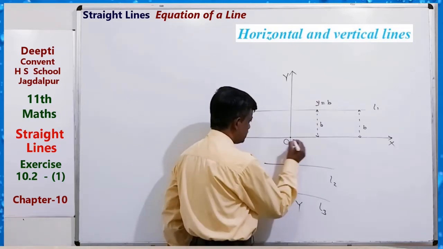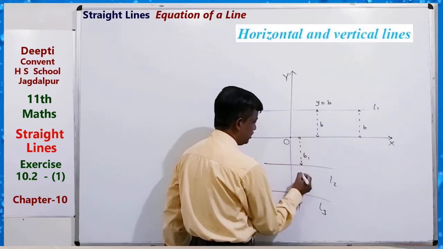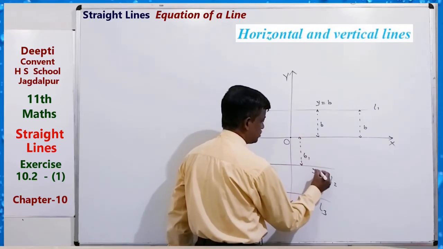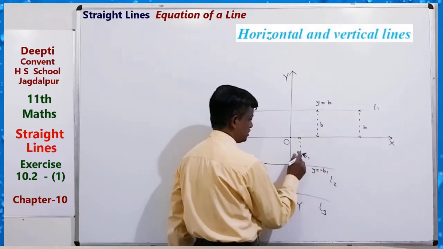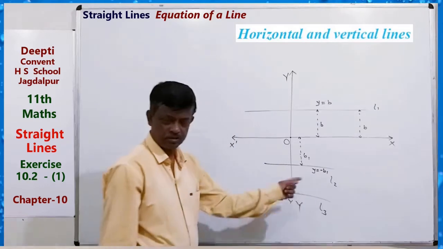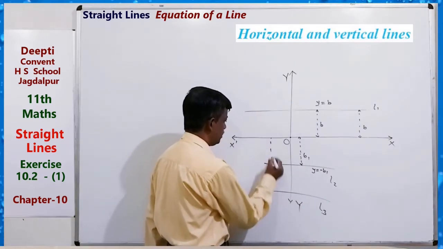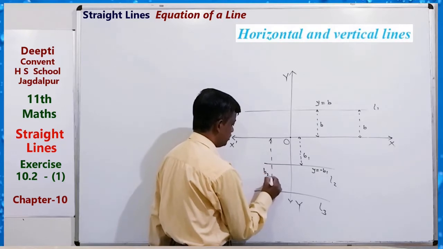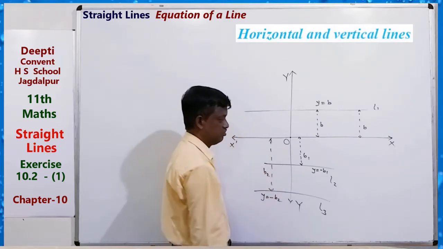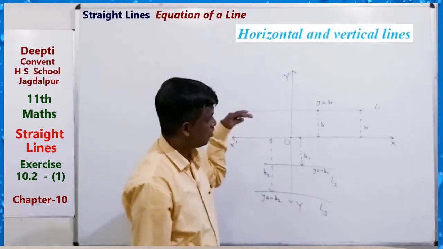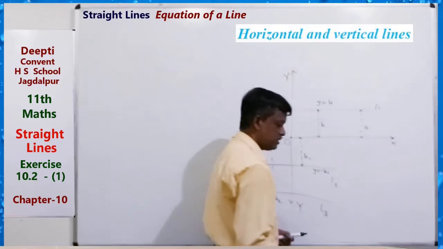Similarly, if this distance is b1, in the negative direction, then y equals minus b1. If this distance is b2, then its equation is y equals minus b2. These are horizontal lines. And vertical lines mean lines parallel to the y-axis.